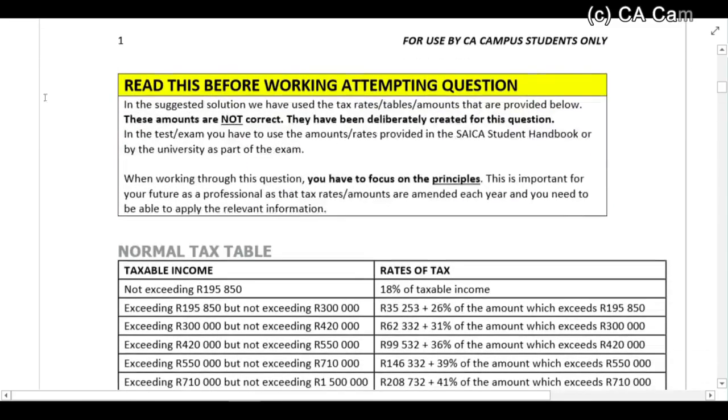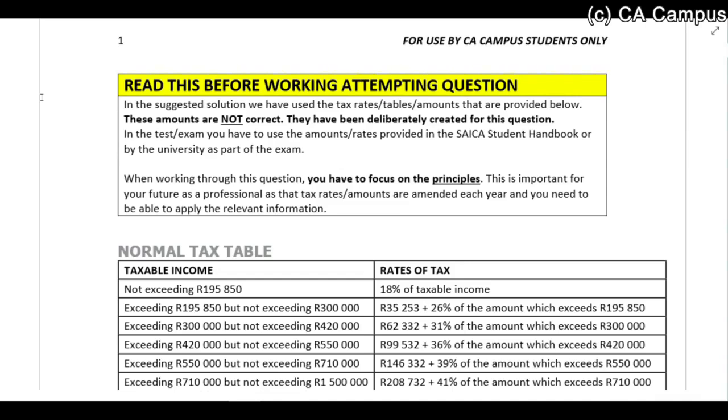Now, you'll see this notice at the start of this question. I have provided you with tax tables and tax rates which you should use for this question. They are not the correct rates. These are tax tables and tax rates which I made up myself. The tax rates and the tax tables, they all work in the same way that the real ones work.